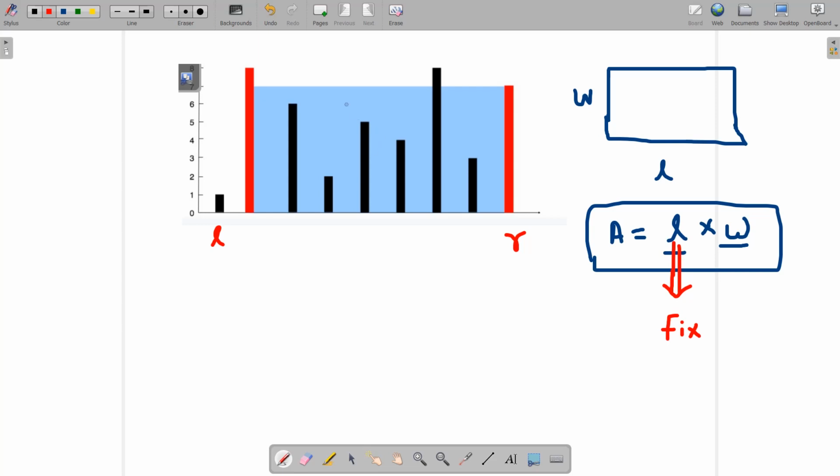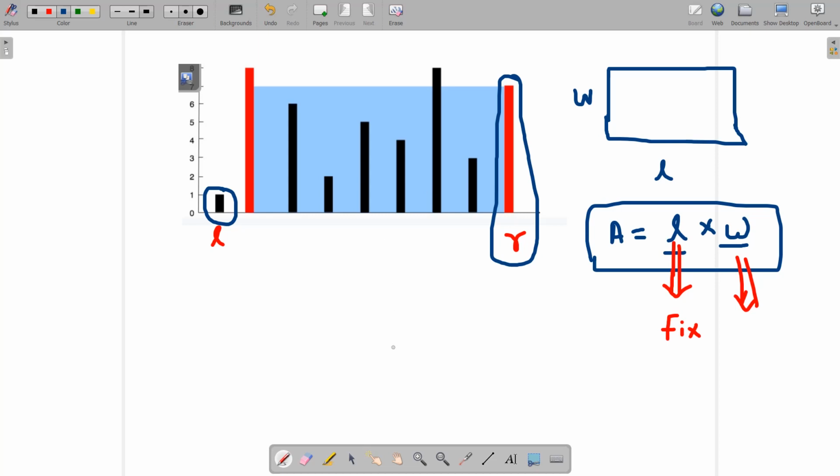Now we need to maximize the second parameter, which is W, such that the overall area that will contain the water will be maximized. The water that will be contained over this entire position from L to R is limited by the minimum of the heights present at L and R. That would be the container that would contain the most water.